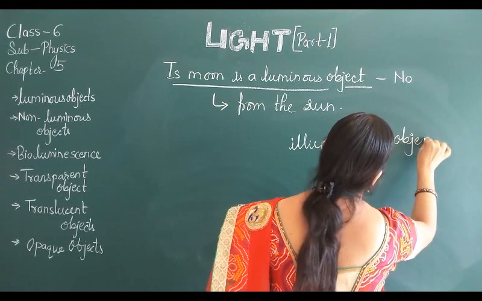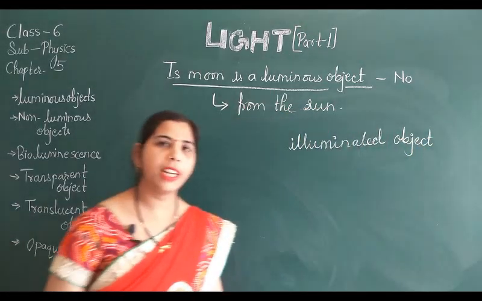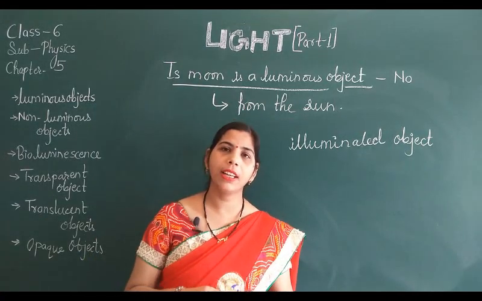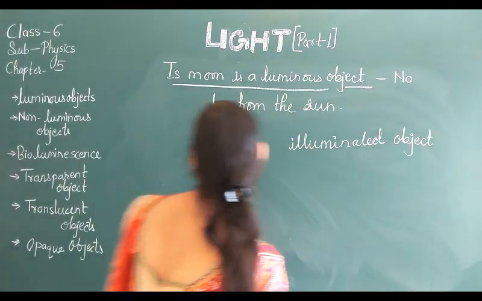And planets are also examples of illuminated objects. That means they do not have their own light, they are just reflecting the light of the sun.